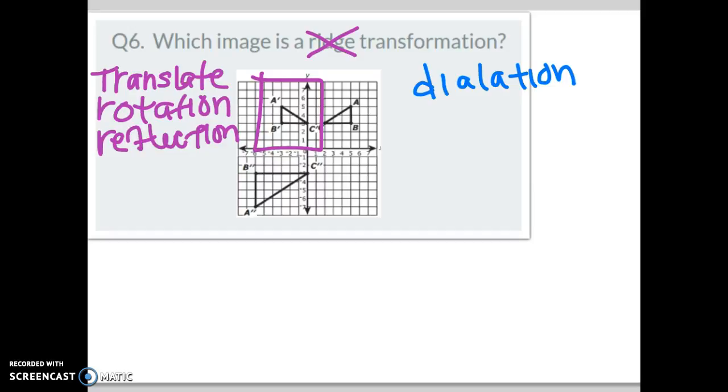With that being said, the A double prime, B double prime, C double prime is a dilation. But it's also a reflection of A prime, B prime, and C prime. So don't let it fool you because there are 2 transformations here. Just because it's a flip as well as a dilation, it's not a rigid transformation because there was a dilation.